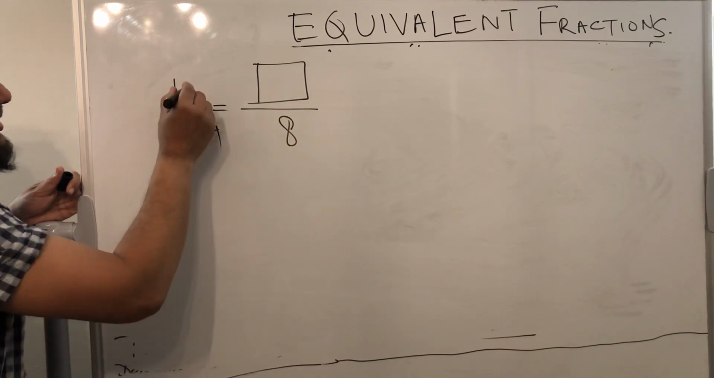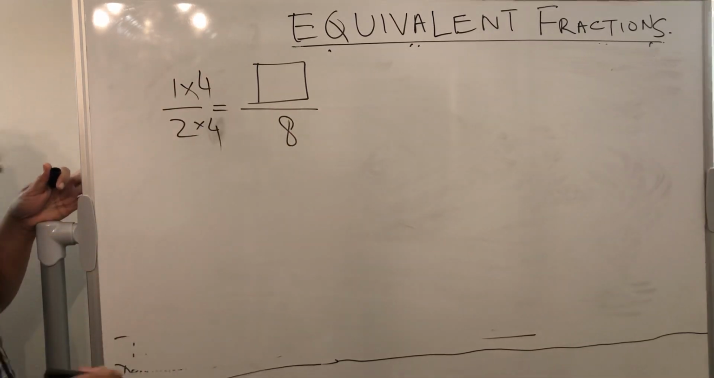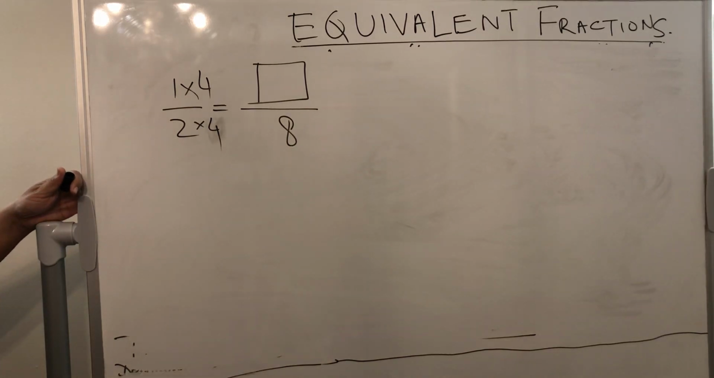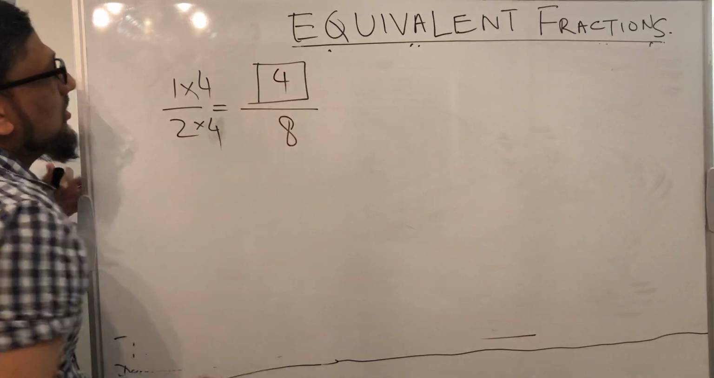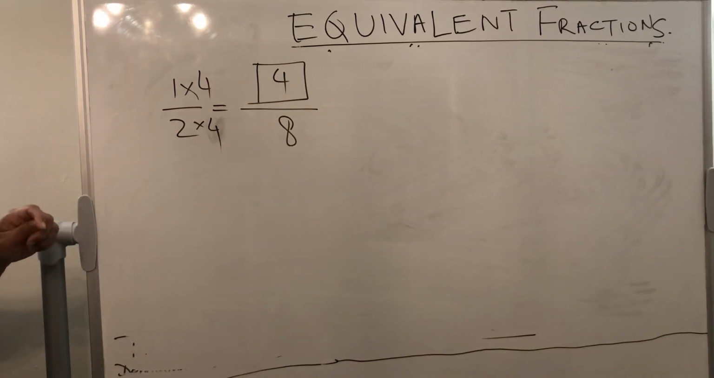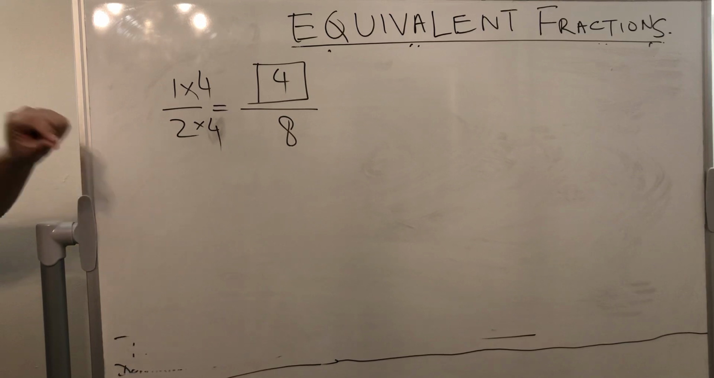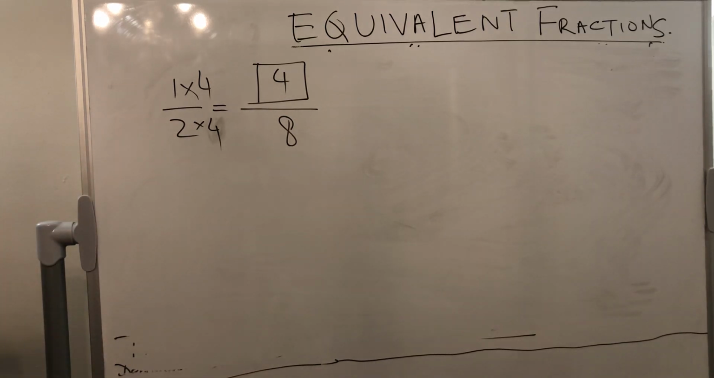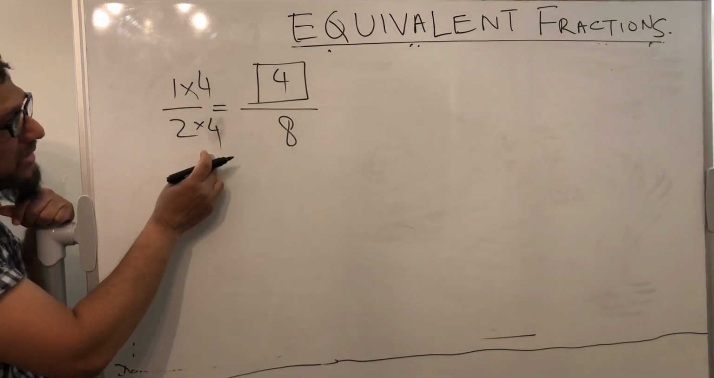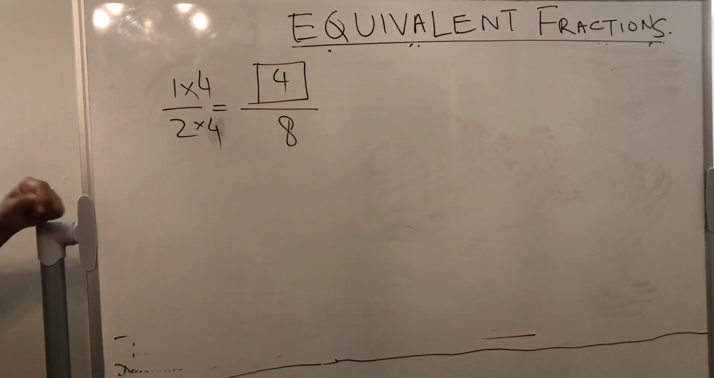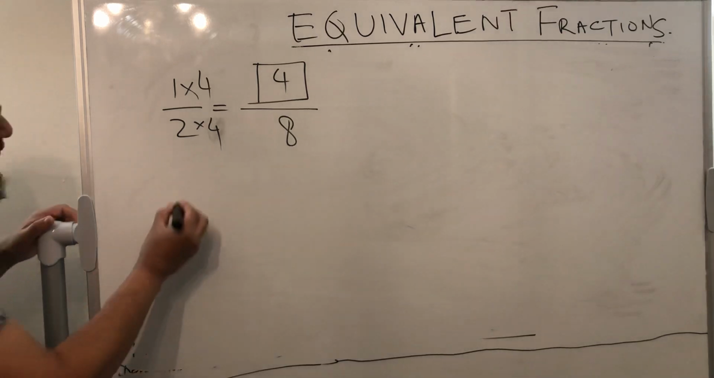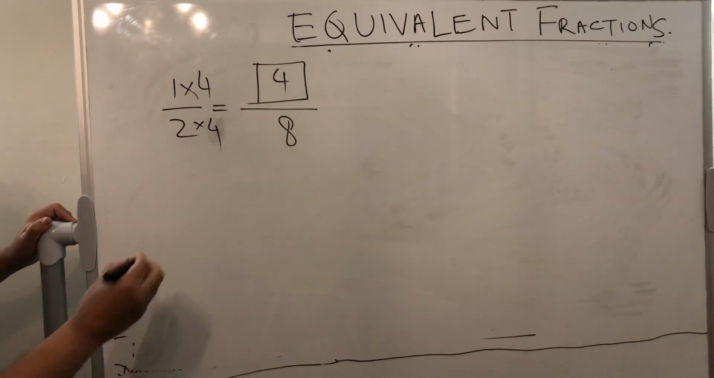The same way, you need to multiply the top part by 4 as well. So 1 times 4 is 4. Always remember, when you are calculating equivalent fractions, you can either multiply or divide the numbers which are available. In the next example, I'm going to give you another example.